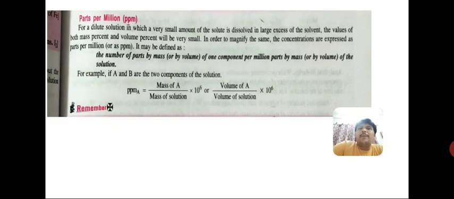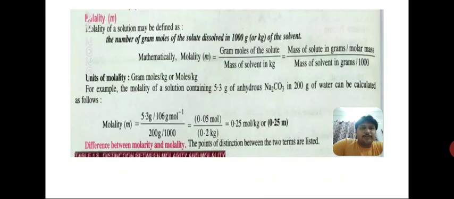Then ppm, parts per million. Students, like in mass percentage we express the concentration in 100, in case of parts per million we express the concentration in 1 million. 1 million means 10 to the power 6, the number of parts by mass of one component per million parts by mass of the solution. So here 1 million means 10 to the power 6. Okay students, in the same way as we find mass percentage, here we find parts per million.